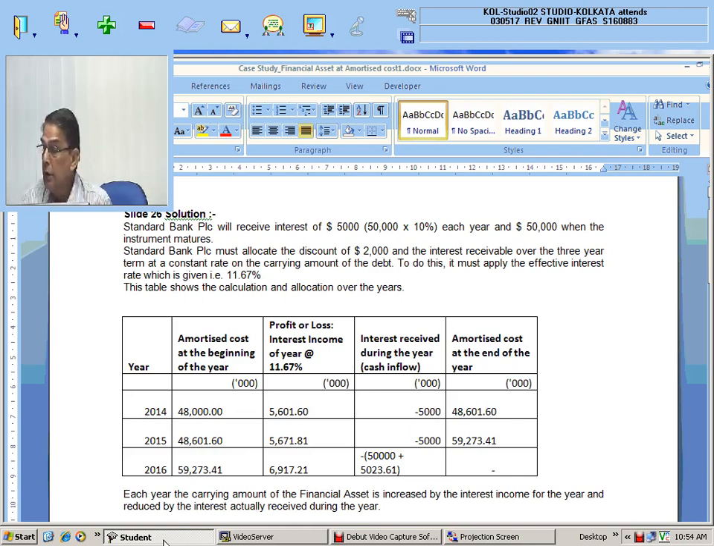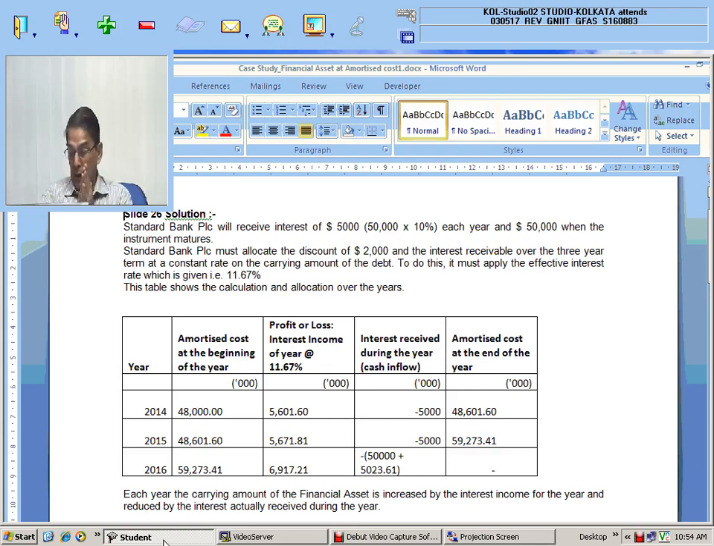So when you add 49,273.41 and 5,750.21, you get 55,023.62. Almost 55,000, very approximately, and 50,000 is the cash inflow from the maturity of that loan, and 5,000 is the cash inflow through interest on the loan for the third year. So that makes up the total amortized cost, so the loan gets repaid. This is the way the amortization at amortized cost is calculated from year to year.